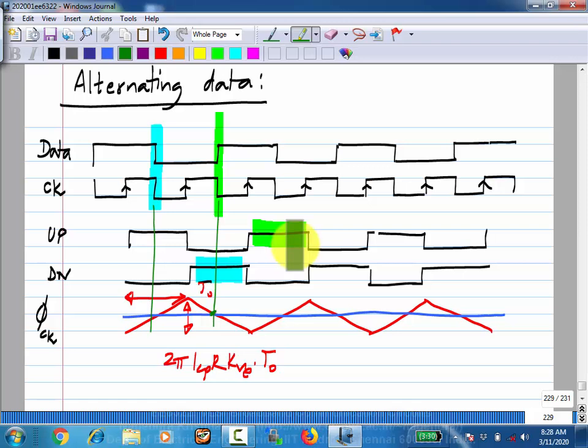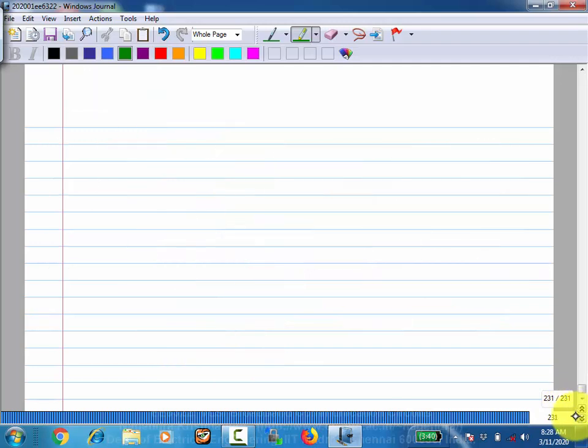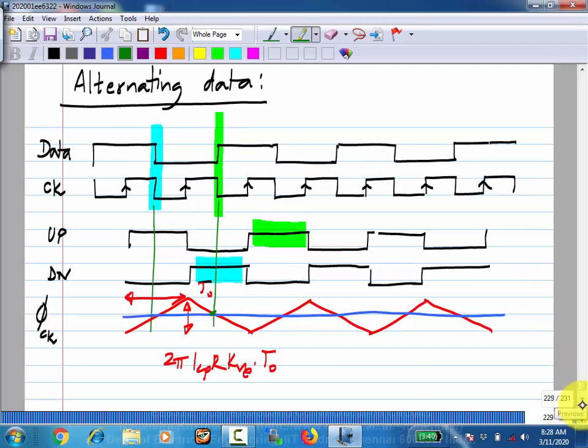Is this okay? I mean, is this clear or not? Okay. So then what will be the solution actually? If you have alternating data to a CDR with a bang-bang phase detector, how does it lock? So basically you get 2 ups and 2 downs and so on, right? That's what should happen. Anyway, you think about it, you can draw the phases and think about that one.